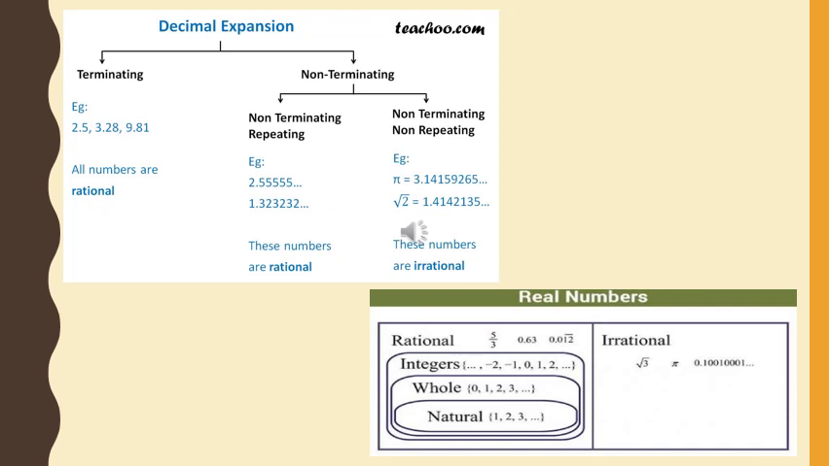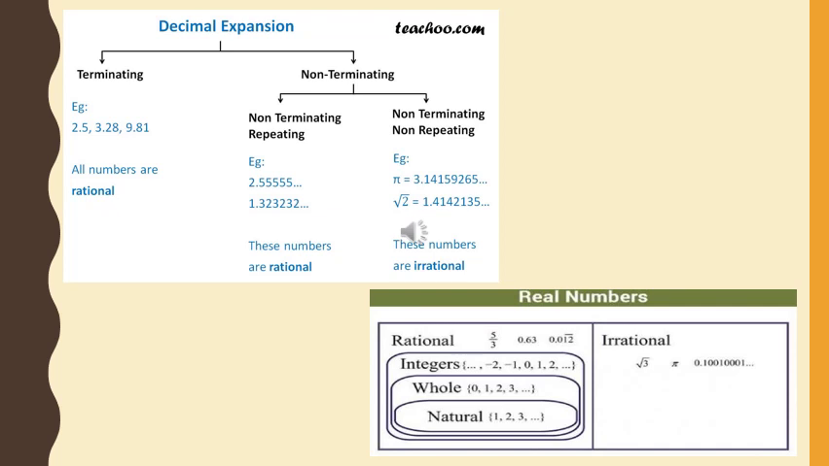We learned about decimal expansions of rational and irrational numbers. Decimal expansion is of three types: terminating, like the examples I gave you, 2.5, 3.28, 9.81 and so on, and non-terminating but repeating, where a number is repeating. One more thing: when you are writing a non-terminating repeating decimal, you have to put small dots after the decimal expansion, which shows that it is non-terminating. In the figure you can see that on the terminating side there are only 2.5, 3.28 and so on, and in the other example the dots are given after the decimal expansion, which shows that they are non-terminating.